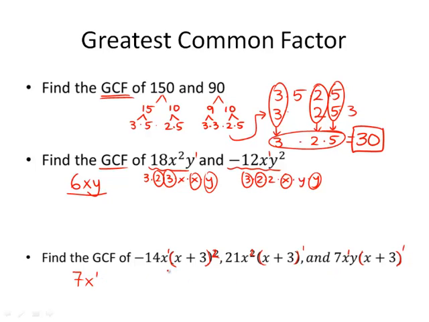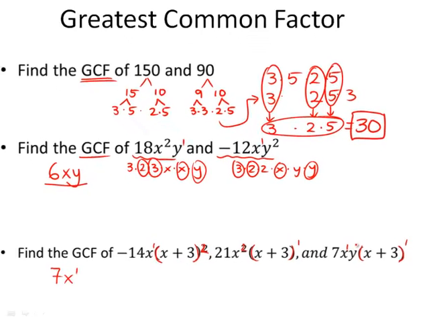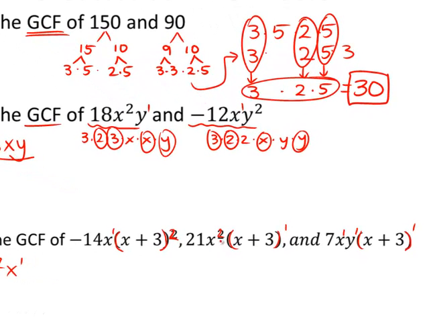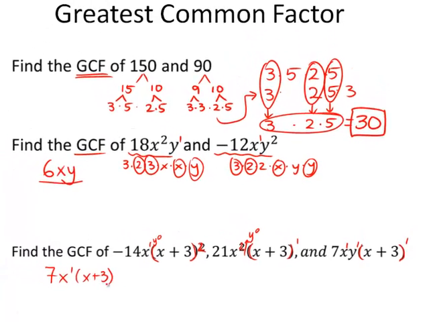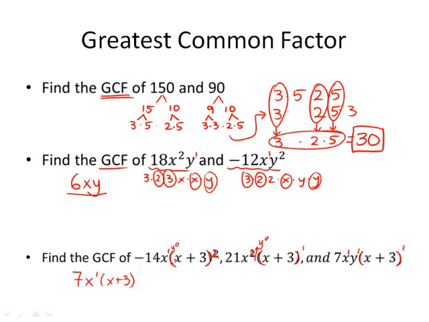What else do we have here? We have a y. A y has an exponent of 1 here, but if it's not present, remember it's as if it was y to the 0 and y to the 0. So 0 is the lowest exponent, therefore there is no y in our greatest common factor. It would not divide out of these ones. The last factor to deal with is x plus 3, and the lowest exponent on that is also 1. So 7x bracket x plus 3 is our greatest common factor.